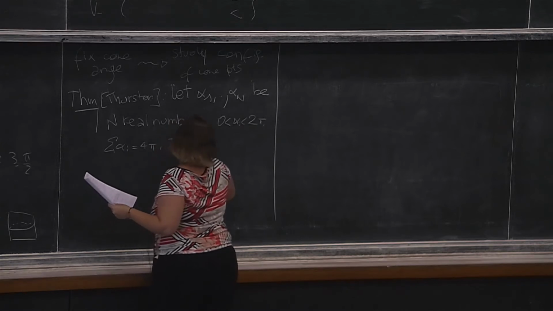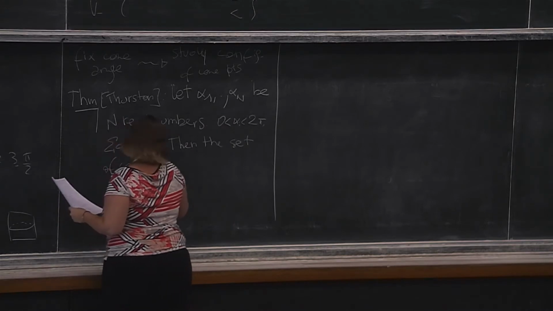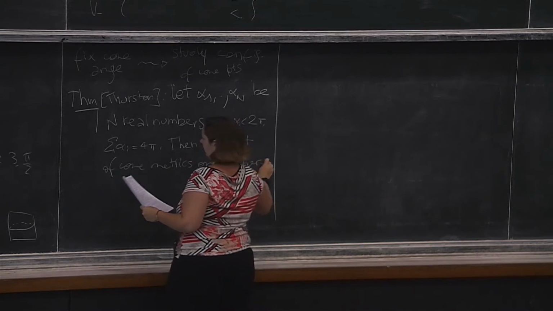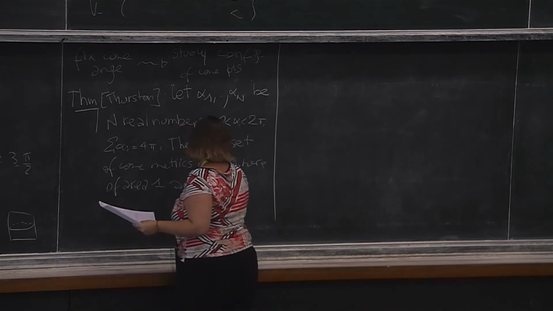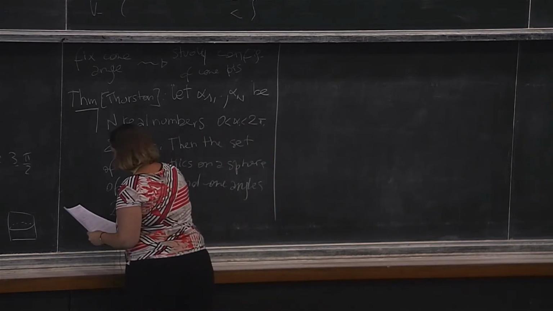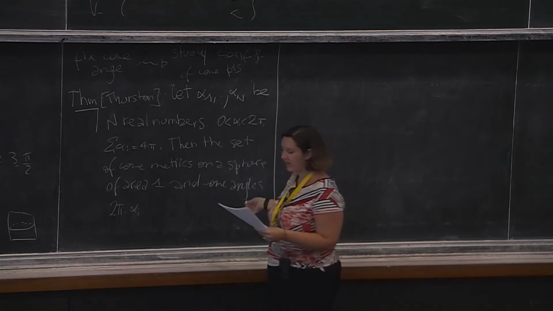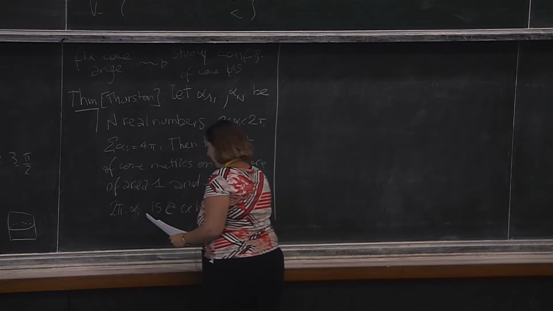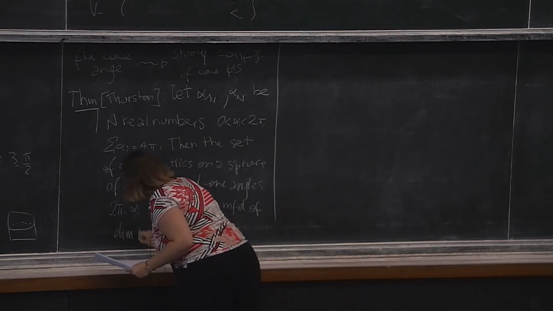And then the set of cone metrics on a sphere of area 1, with cone angles equal to 2 pi minus the alpha i, so such that they have curvature alpha i, is a complex hyperbolic manifold of dimension n minus 3.